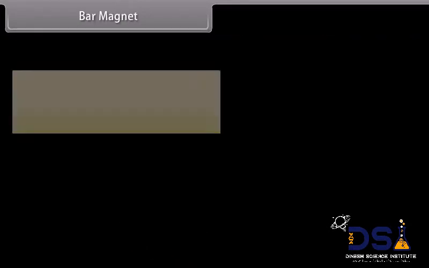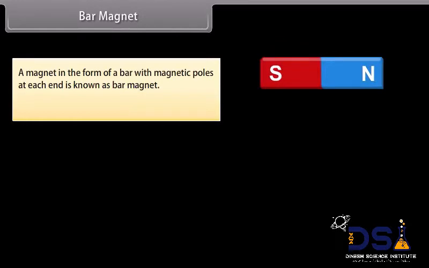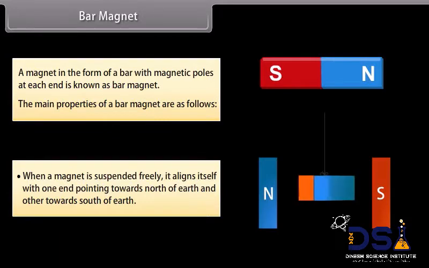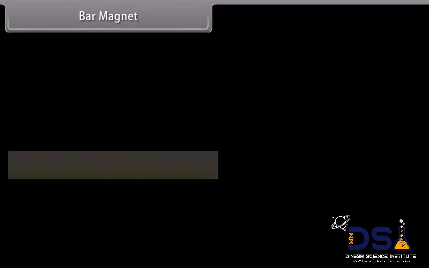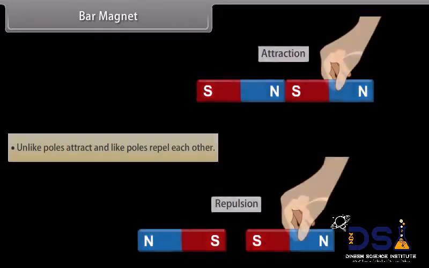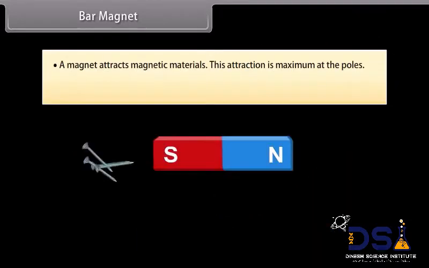Bar magnet. A magnet in the form of a bar with magnetic poles at each end is known as a bar magnet. The main properties of a bar magnet are as follows. When a magnet is suspended freely, it aligns itself with one end pointing towards north of Earth and the other towards south of Earth. Unlike poles attract and like poles repel each other. A magnet attracts magnetic materials. This attraction is maximum at the poles.